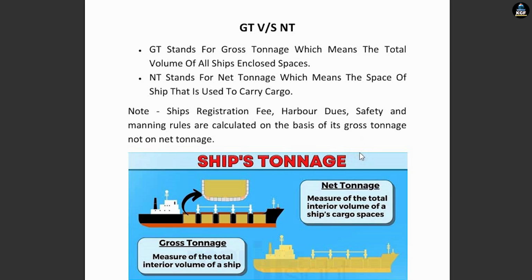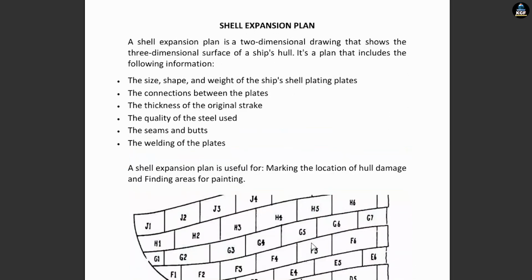So you can see net tonnage is the measure of the total interior volume of a ship's cargo spaces. You can see only the cargo spaces have been marked. But for the gross tonnage, the complete vessel has been marked.